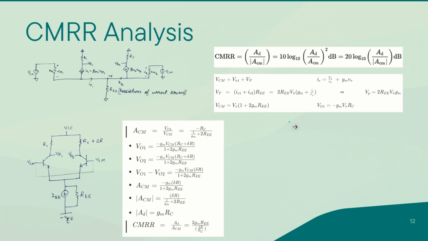CMRR analysis. We have also performed the CMRR analysis of the differential amplifier. CMRR stands for common mode rejection ratio, and it helps us to understand how well the amplifier rejects common mode noise. We have used various expressions for calculation of the CMRR.